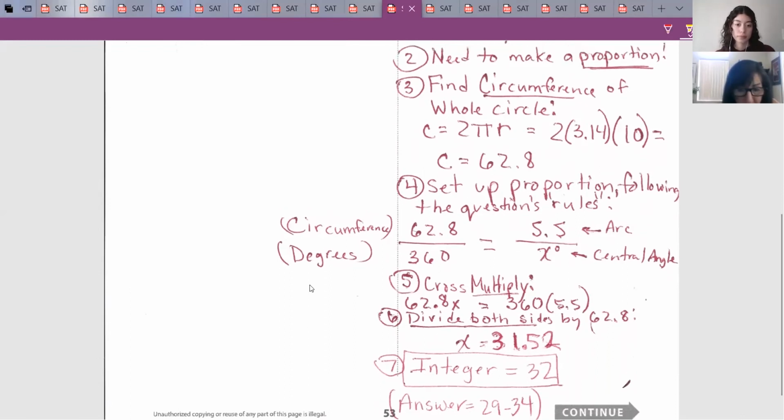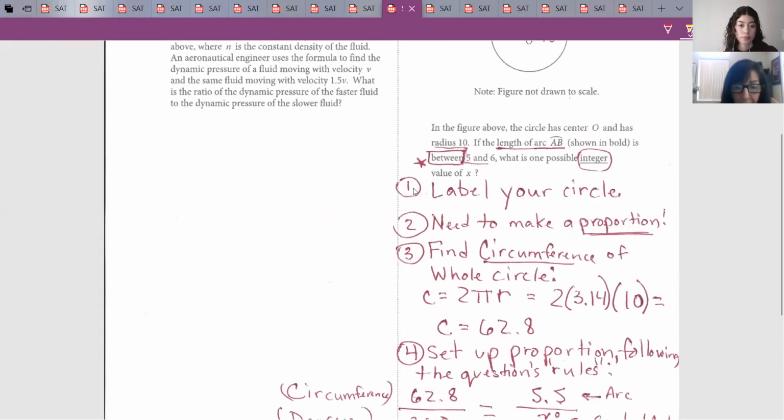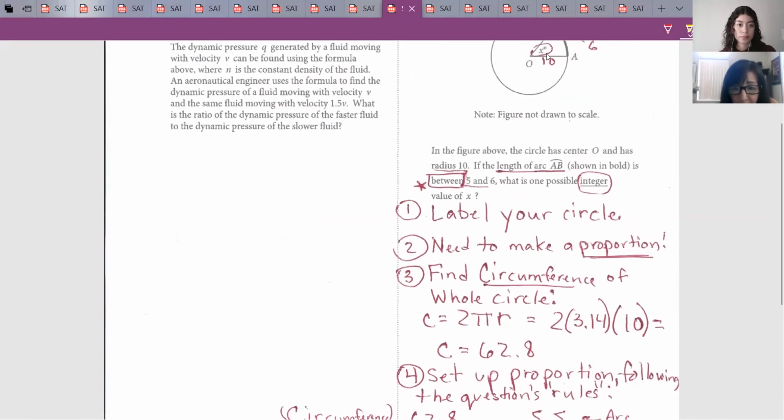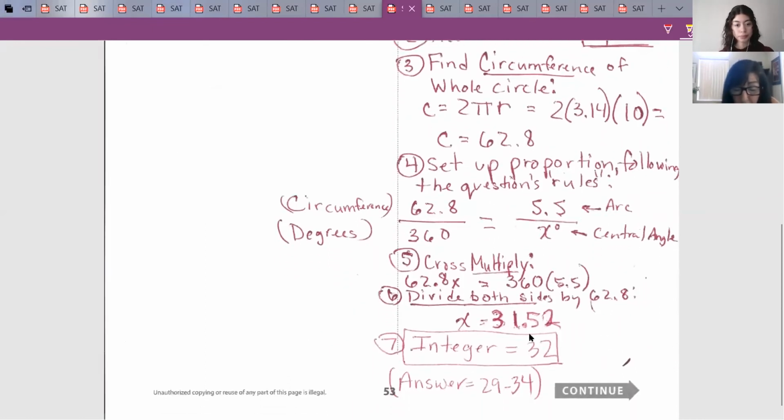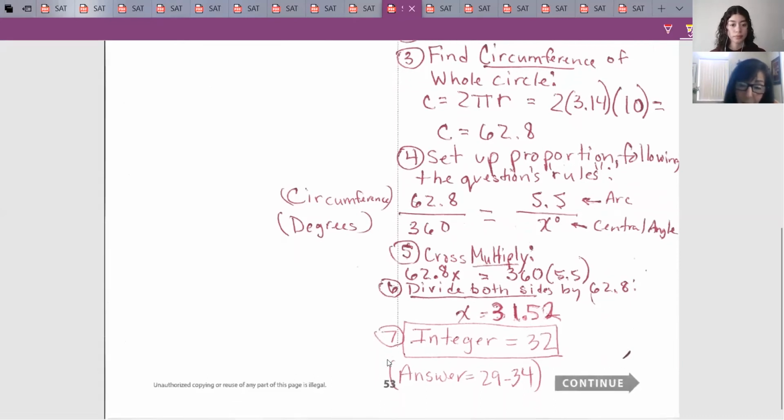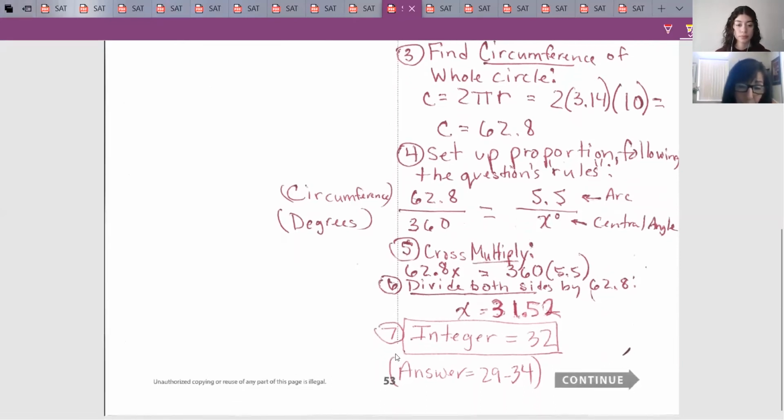I'm going to go back up. They're asking for an integer. It represents the number of degrees. So I'm going to stick with something safe and just say 31, which is why I chose the number smack in the middle. And that gives you one answer choice of 32. Anywhere between 29 and 34 would have been okay, as long as you don't use 5 or 6, but anything in between.